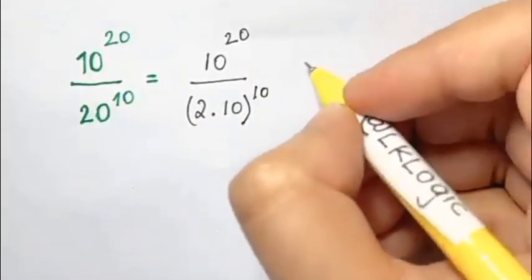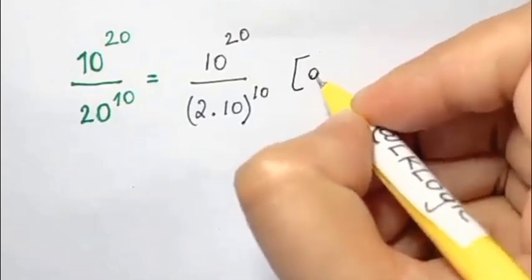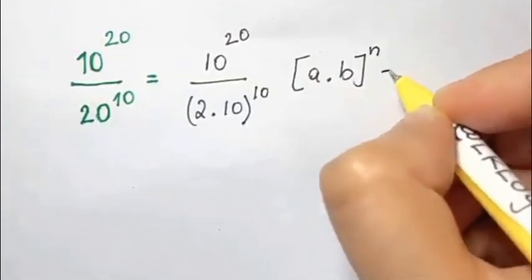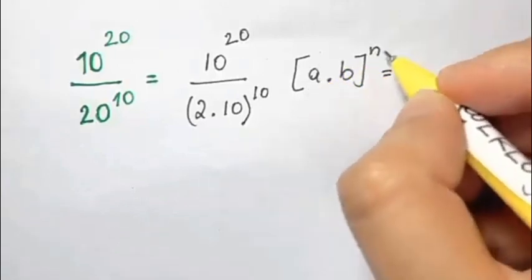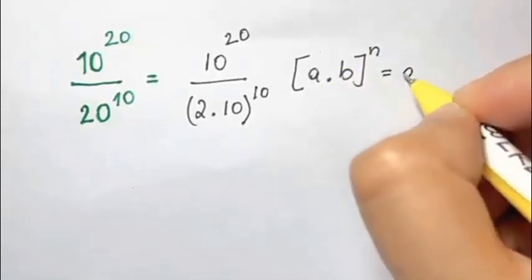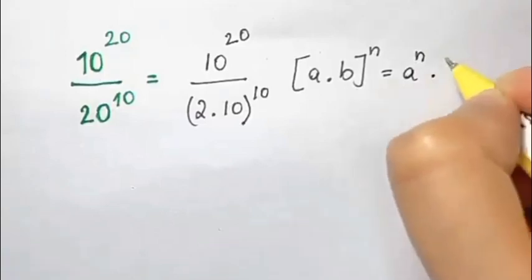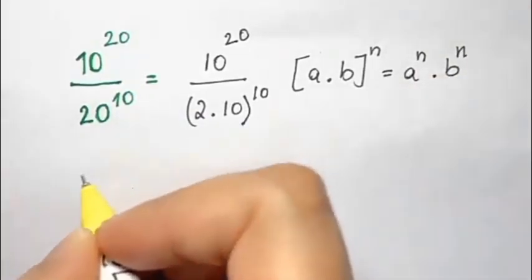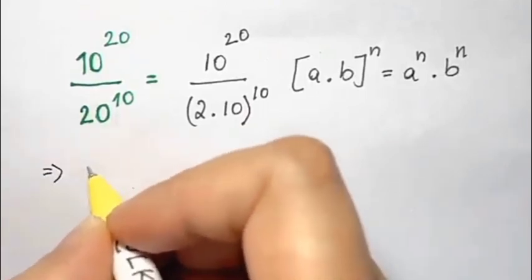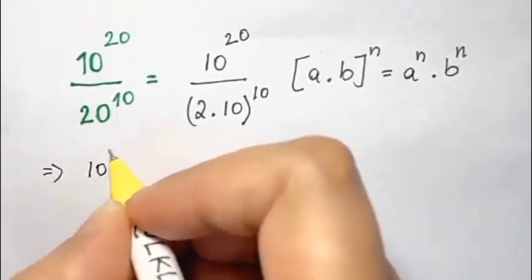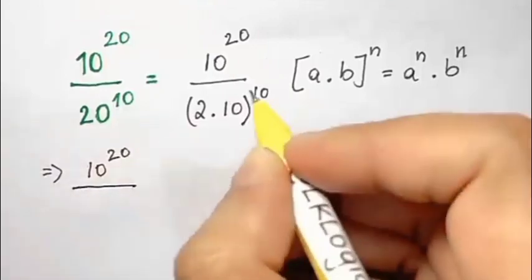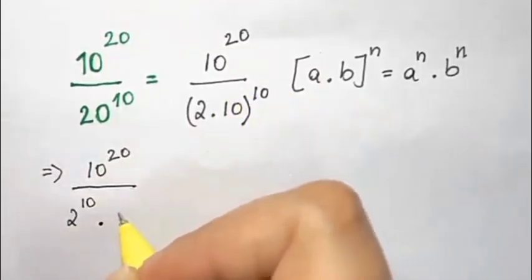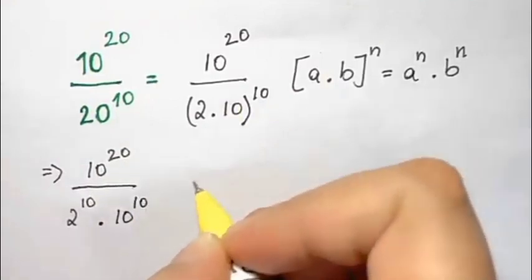Now we're going to apply this rule, which says if you have a times b whole to the power of n, the power is multiplied to each and every factor, that is a to the power of n times b to the power of n. Let's write it in that form. So we have 10 to the power of 20 over 2 to the power of 10 times 10 to the power of 10.